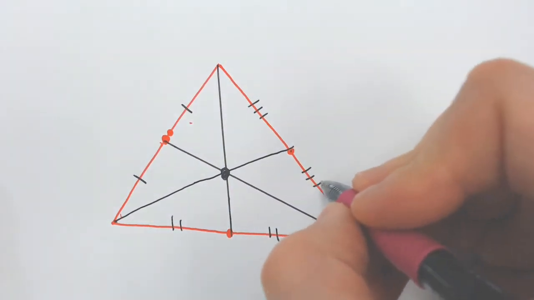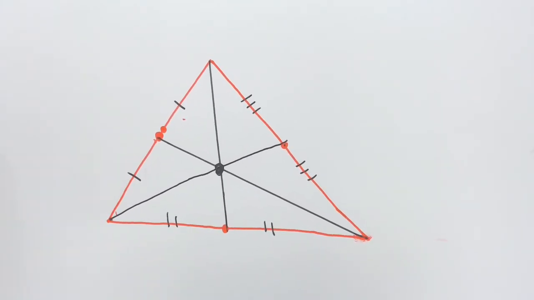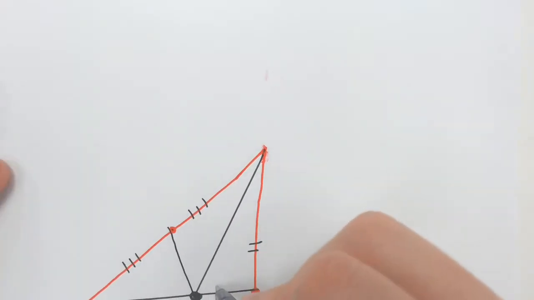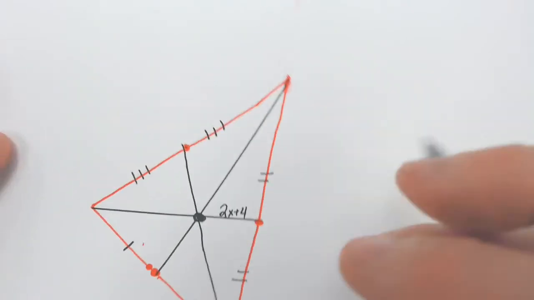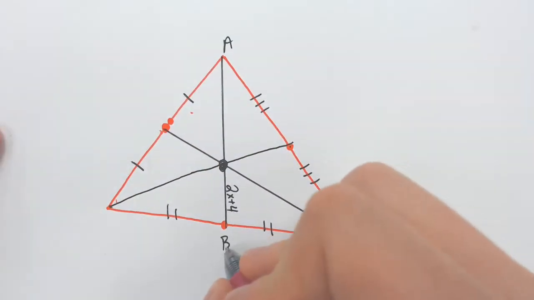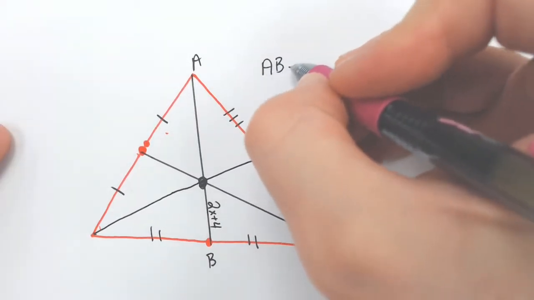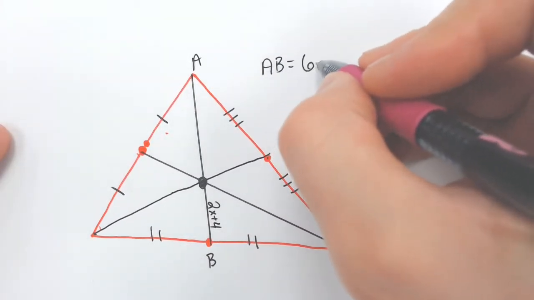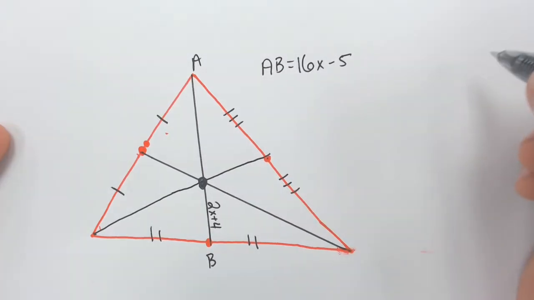And what I want to do on this next problem is establish how to deal with it if it's not just numbers. Okay? For instance, what if I was told that this part is 2x plus 4 right here, and I wanted to find out that AB, if I knew AB the whole way across was like 16x minus 5, and I wanted to figure out what x was.